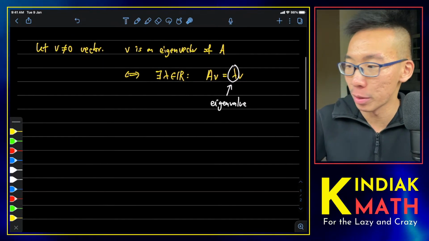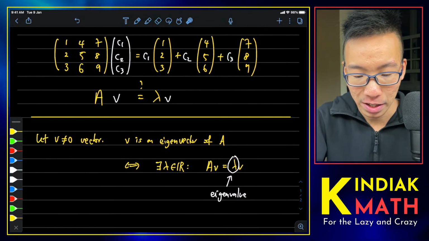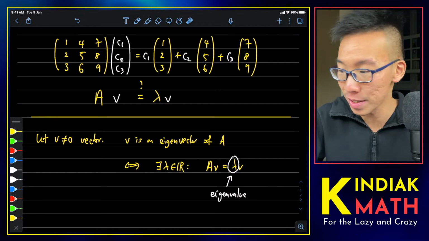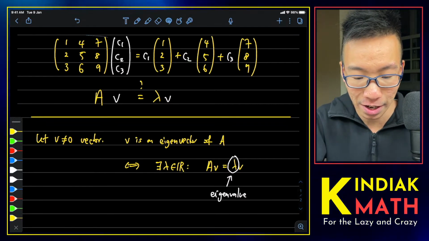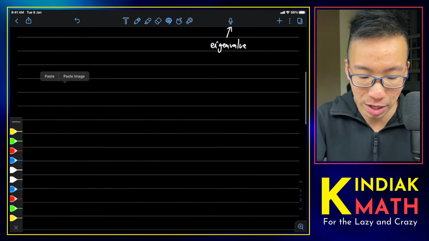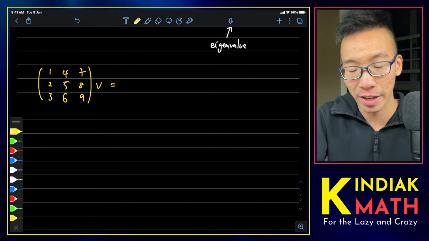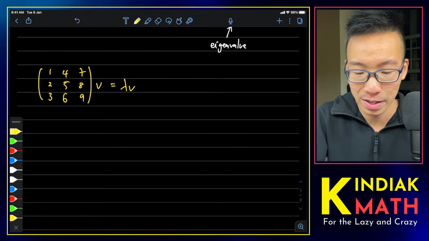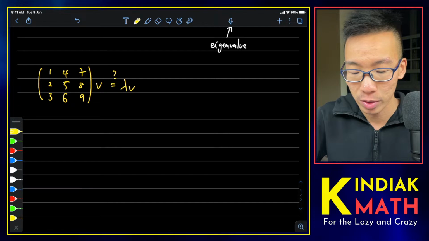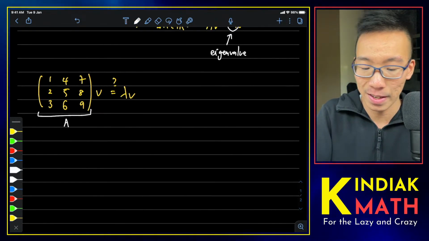So maybe I think we can do a quick example over here. For example, for this matrix, a natural question to ask is what exactly are the eigenvectors of this matrix? It's a really natural question to ask. So in other words, is it possible to find a vector v and a scalar lambda such that this is true? Well, to simplify things, let's call this A.